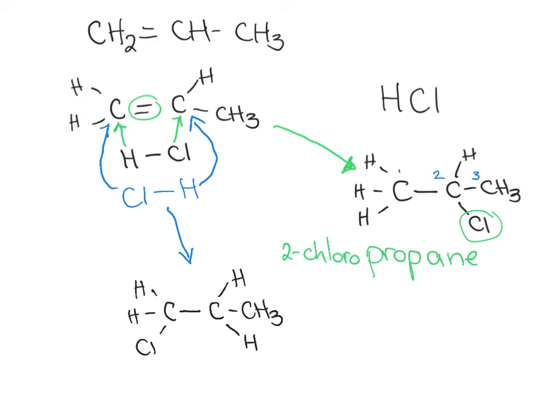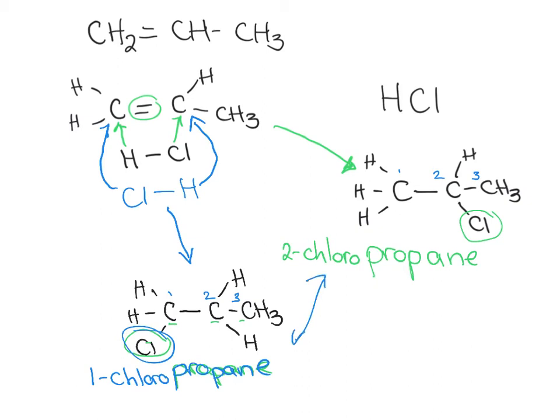The other product we've got here is, again, 1, 2, 3, we've got 3 carbons, so that's propane. And our chlorine atom, I should have done this in blue, shouldn't I? Our chlorine atom is on the first carbon atom. So we've got 1-chloropropane. So we've got 2 different products here.